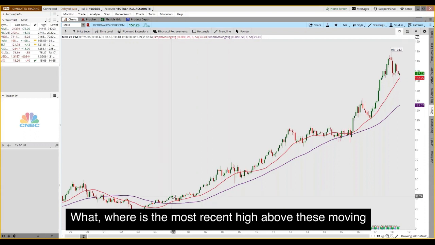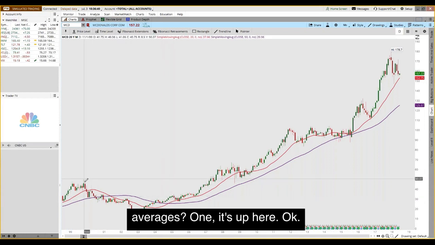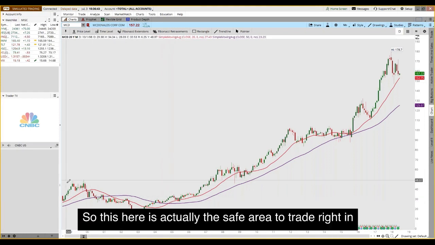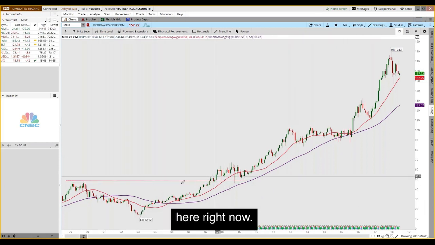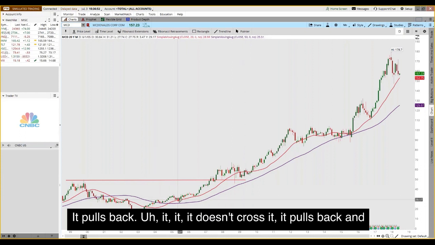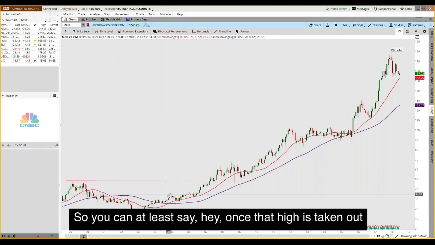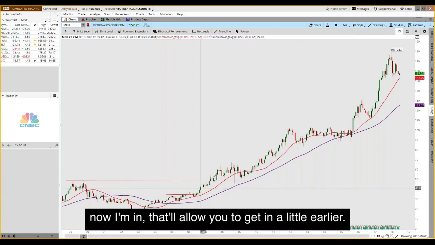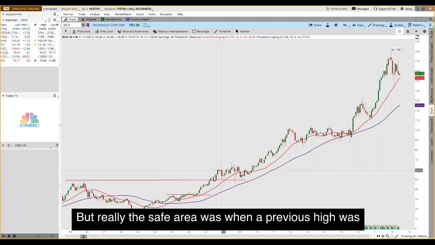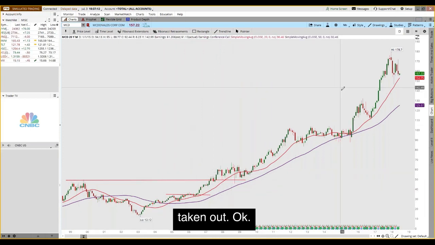Where's the most recent high above these moving averages? Well, it's up here, okay? So this here is actually the safe area to trade, right in here. Now, it pulls back, it doesn't cross it, it pulls back, and now it bounces off it again. Now there's this previous high, so you can at least say, hey, once that high is taken out, now I'm in. That'll allow you to get in a little earlier. But really, the safe area was when a previous high was taken out, okay?